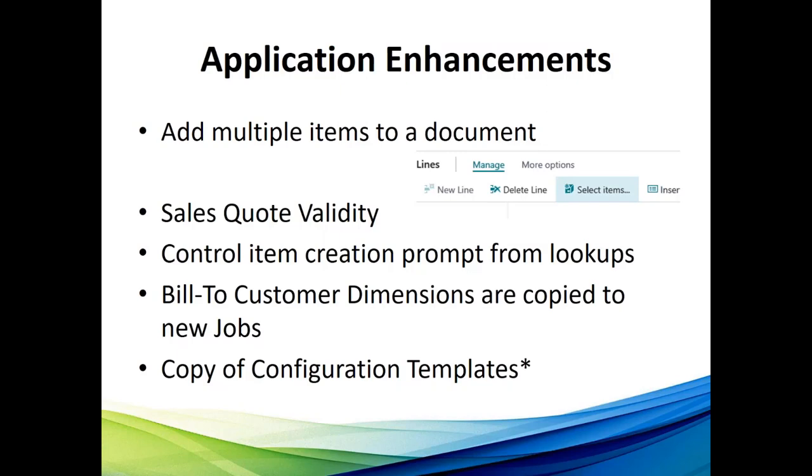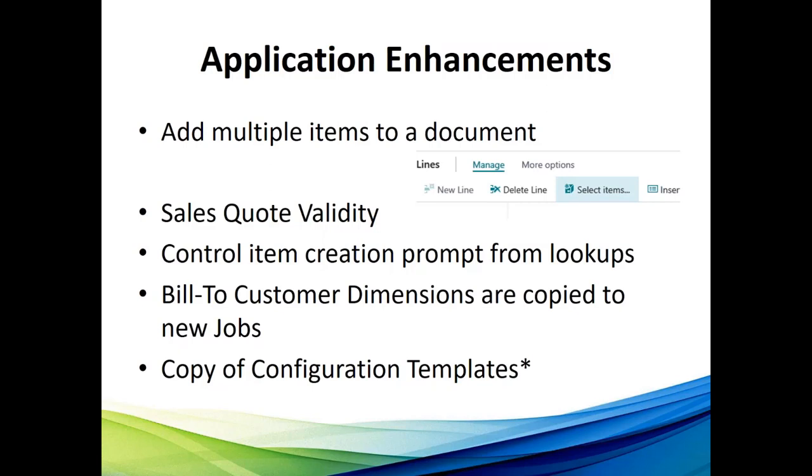You can control item creation prompt from lookups. So in the system, what currently kind of happens is on the fly as you're creating new inventory items, you're typing in a description and it's not found, or an item number's not found, it would prompt you automatically to say, hey, do you want to create this item? Well, you'll now be able to turn or decide whether you want that prompt on the lookups or not. So you can turn off that default behavior now on Business Central.